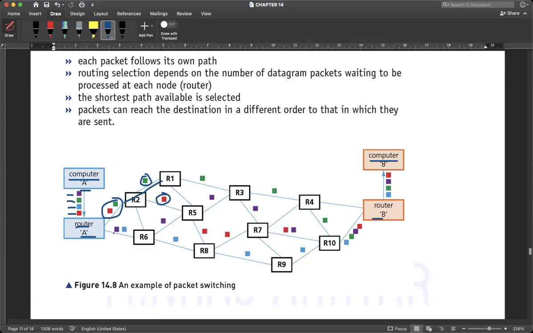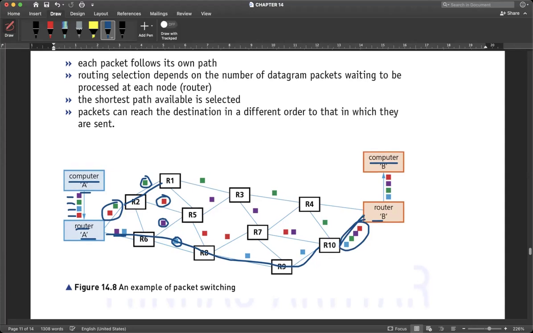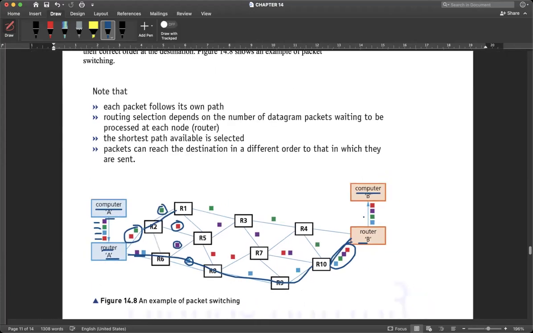अच्छा, here there were 2 packets, purple and blue. So you see, purple chooses this route and blue chooses this route. So every packet is going to choose its own route. So मैं blue वाले को थोड़ा सा highlight कर रहा हूँ, ये देखो. Done and done. So see, all the packets are going to be assembled here. In this way, guys, the routing is done, and this is called packet switching.